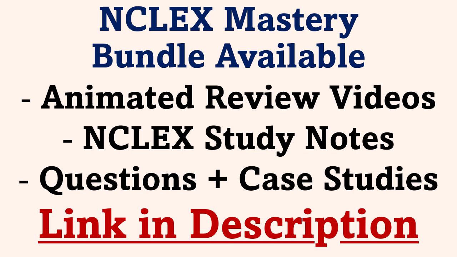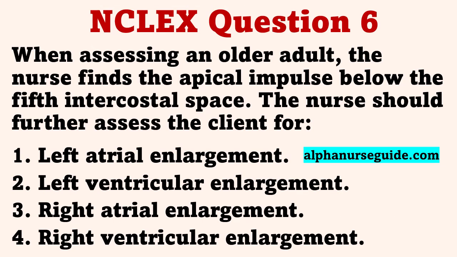Back to the questions. When assessing an older adult, the nurse finds the apical impulse below the fifth intercostal space. The nurse should further assess the client for 1. Left atrial enlargement. 2. Left ventricular enlargement. 3. Right atrial enlargement. 4. Right ventricular enlargement.